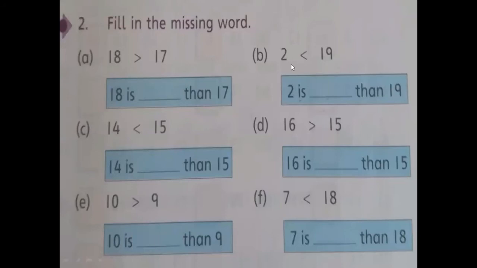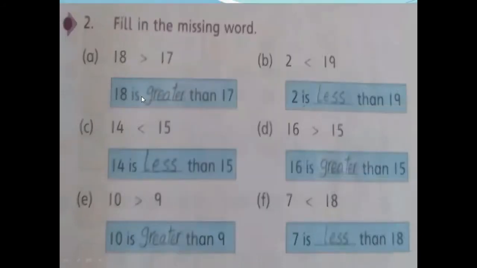Okay. Number B, 2. This is the sign of greater. Now see the 2. When we compare 2 with 19, is 2 less or greater? Obviously 2 is less. So we can say 2 is less than 19, because 2 is a fewer number. As I shared, 18 is greater than 17, and 2 is less than 19.